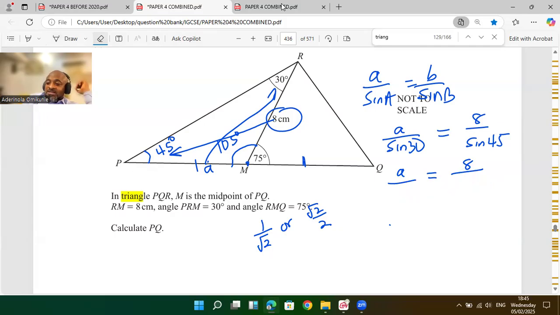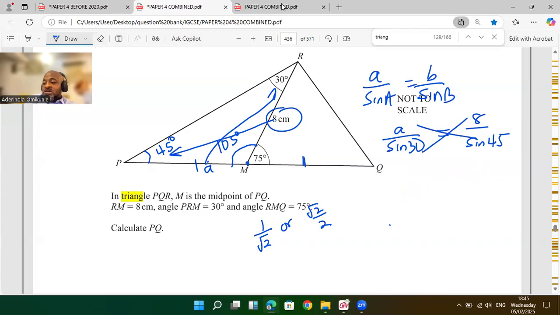Let me just cross multiply from here like this. So A sine 45 is equal to 8 sine 30. Divide both sides by sine 45. That will give me A is equal to 8 sine 30 divided by sine 45.